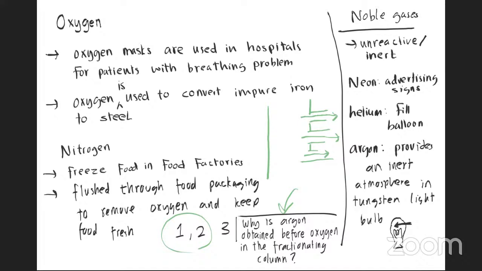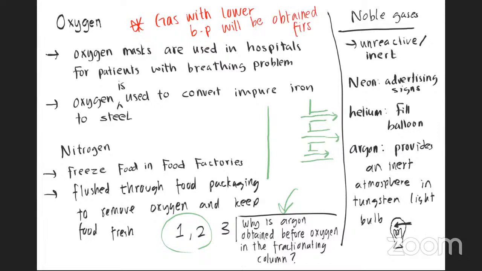Oh, wait. Henry, nitrogen has a very, very low boiling point. And then as for argon, it is removed first because it has a lower boiling point. So remember that the gas with lower boiling point will be obtained first.